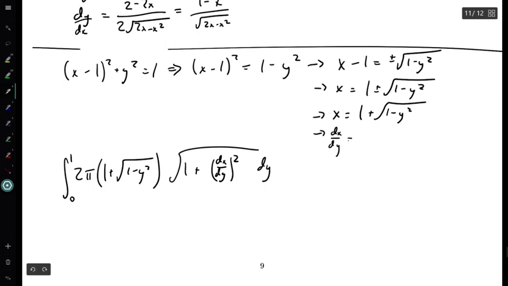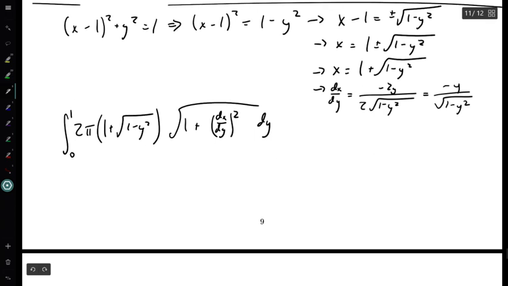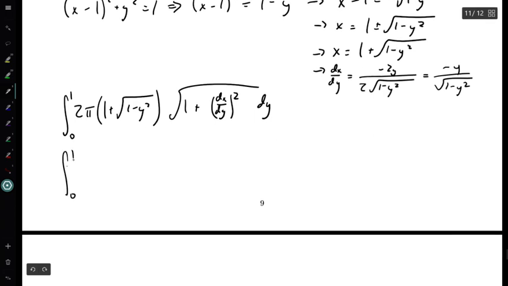dx/dy works out to be, let's see, the derivative of 1 is 0, so that goes away. We have divided by 2 root 1 minus y squared, times the derivative of 1 minus y squared, which is minus 2y. And so we end up with minus y over root 1 minus y squared. All right, so we're working towards an integral here. It certainly seems like this is going to be worse than the other case, but it's going to turn out not to be.